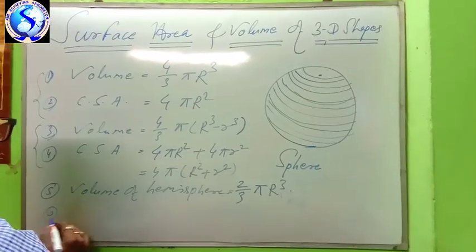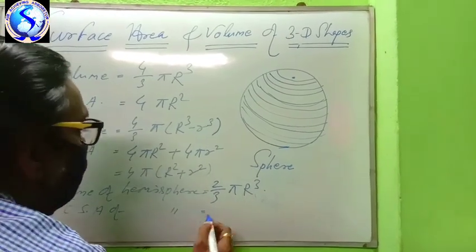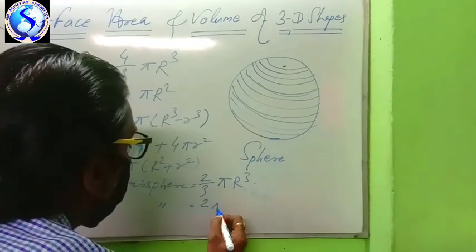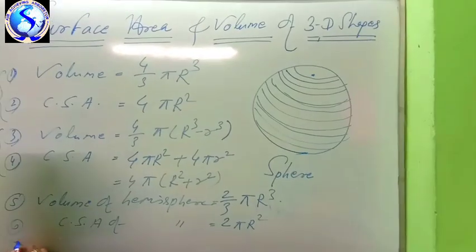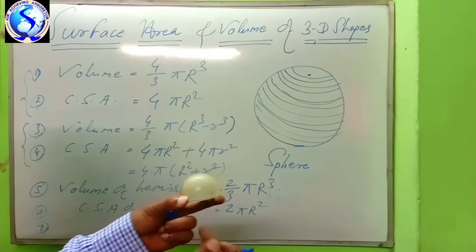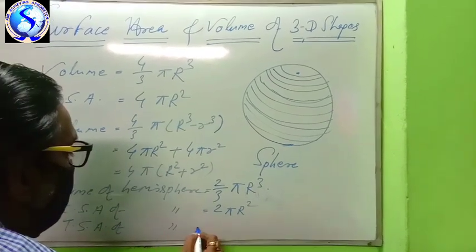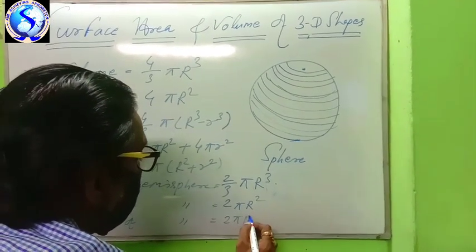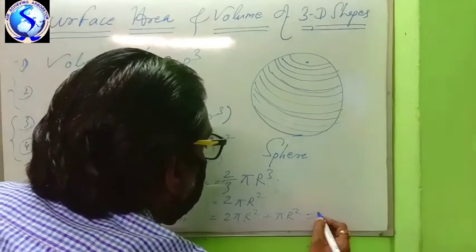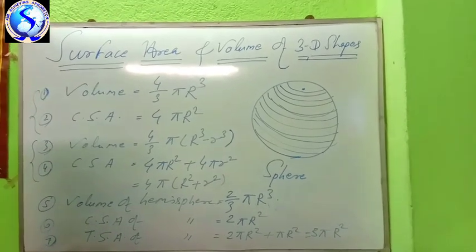Again, number 6. Curved surface area of hemisphere: total curved surface area of sphere is 4 pi r square, and this will be half, only this portion, that is 2 pi r square. In case of hemisphere, on the plane surface, this is a circle. This is the total surface area of hemisphere. One is curved surface area, that is 2 pi r square, plus area of the base, that is pi r square. Total you are getting how much? That is 3 pi r square. R is what? Radius of the sphere.